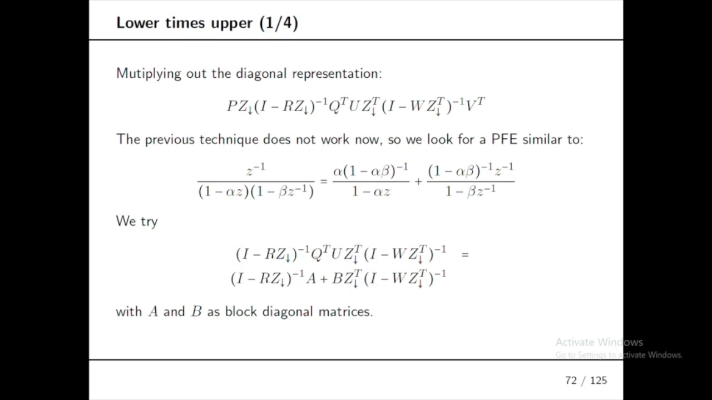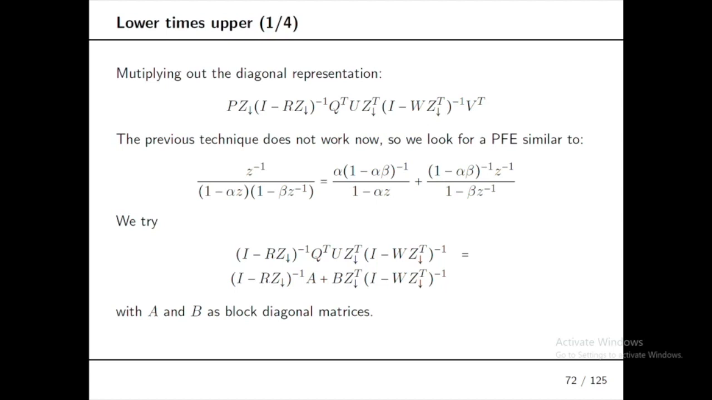So my ansatz is that I ignore the PZ and the V from the top, because they're not invertible matrices. I just take them away, and I look at the inner part, which is this piece over here. And I'm going to try a partial fraction expansion of this particular form.